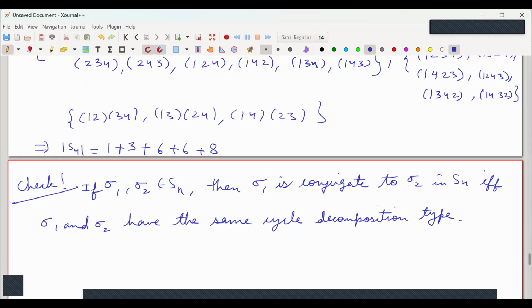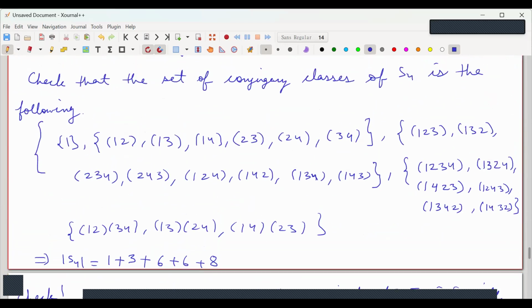Although this has nothing to do with this example, this is just a bonus thing for you. Thus, the conjugacy classes of Sn are characterized by the cycle type, the possible cycle decomposition type. Again, let me repeat this. Two elements sigma 1 and sigma 2 in Sn are conjugate if and only if they have the same cycle decomposition type. Okay. So here I just did that.